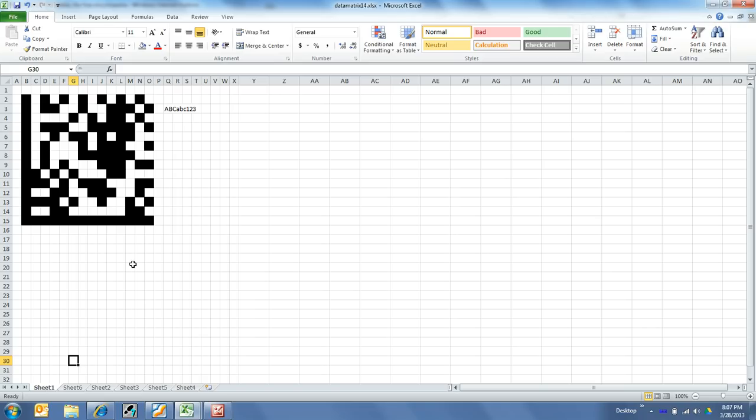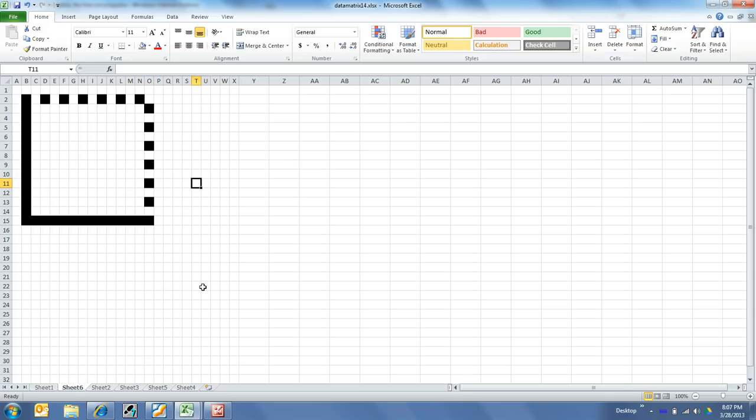So the first thing I'll show you here is a data matrix, and you can see it is a capital ABC, then a lowercase abc, and then 1, 2, 3. Now this is a 14 by 14 size data matrix, and 14 is the number of cells, the number of pixels, if you will. So 1, 2, 3, 4, 5, 6, 7, 8, 9, 10, 11, 12, 13, 14, and then 14 down.